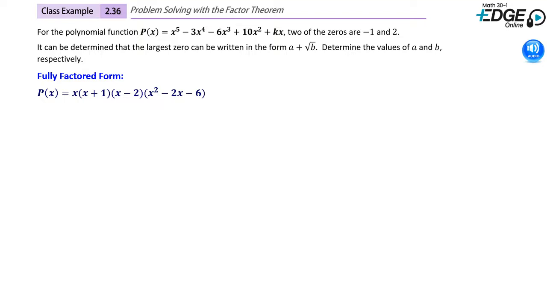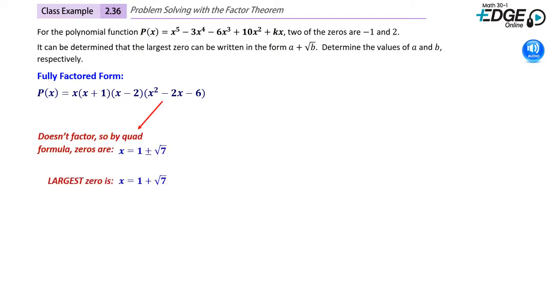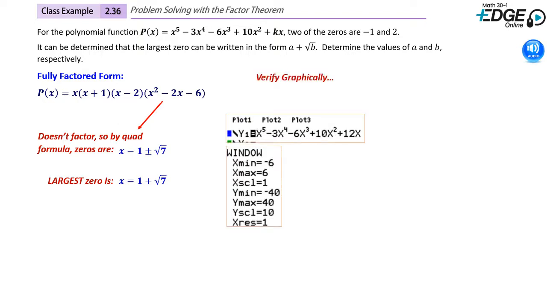Sometimes a graphing calculator will allow us to skip algebraic work and solve a problem technologically. In this example, we can't really skip the algebraic work, but we can confirm our answer and verify with the calculator. We found the fully factored form of our polynomial to be as written. After using the quadratic formula on that last factor, the x squared minus 2x minus 6, we determined the largest zero was 1 plus root 7. If we put our original polynomial, with the k replaced with 12 of course, into our calculator, we can check the zeros.